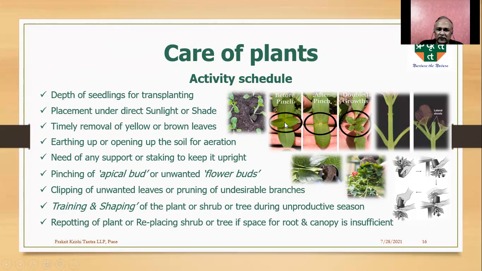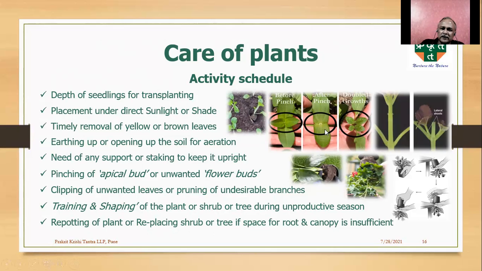The moment you see that the flower bud is forming, you pinch it. Once you pinch it, you see two buds and two leaves coming up in parallel. And then, sideways, two branches come up, and the plant takes the proper shape.